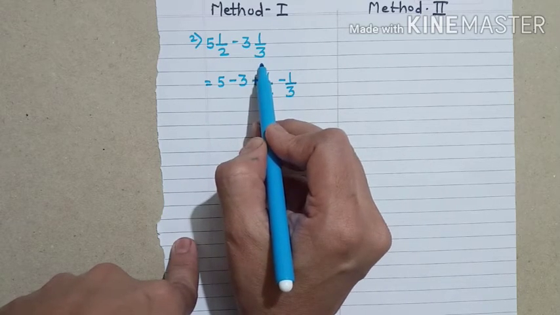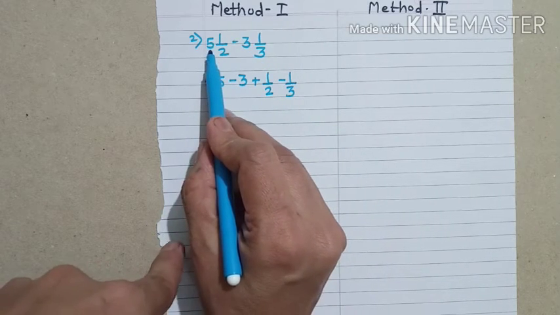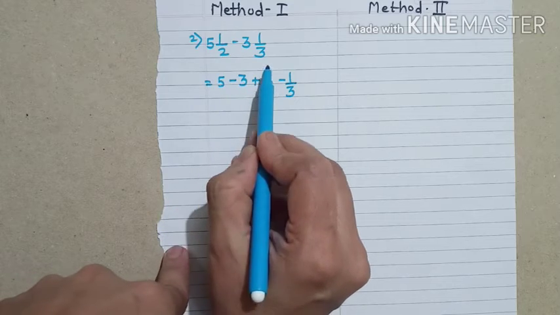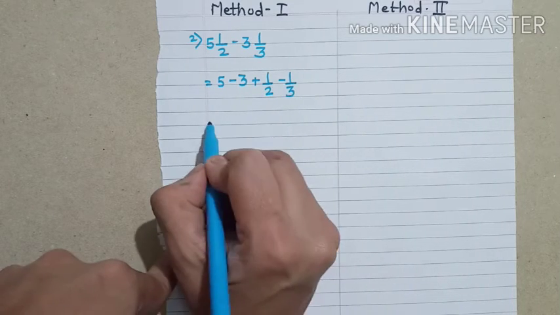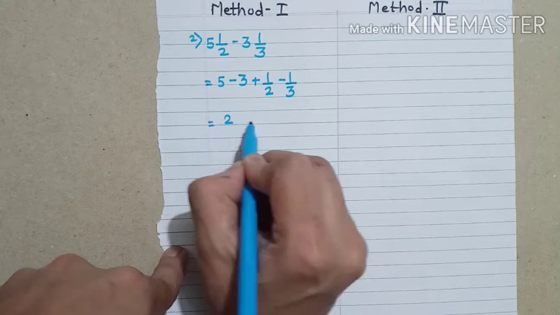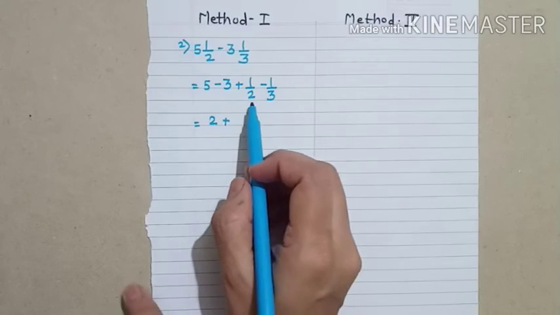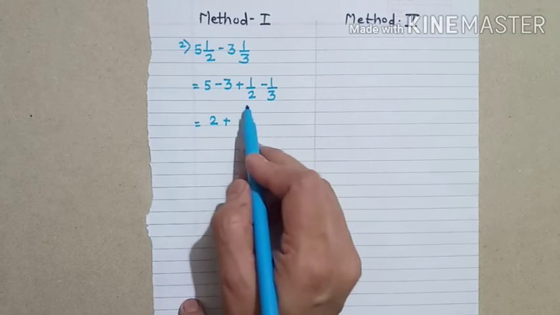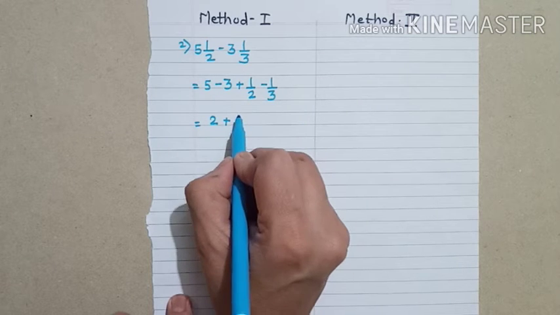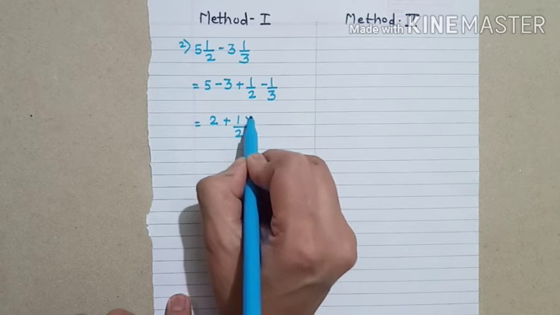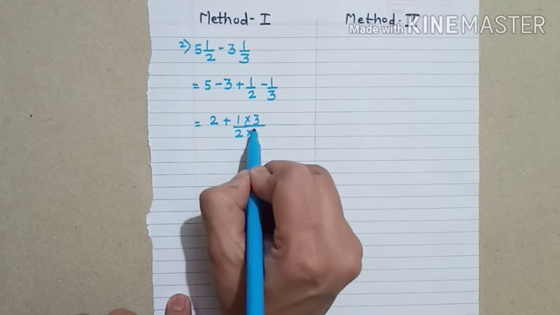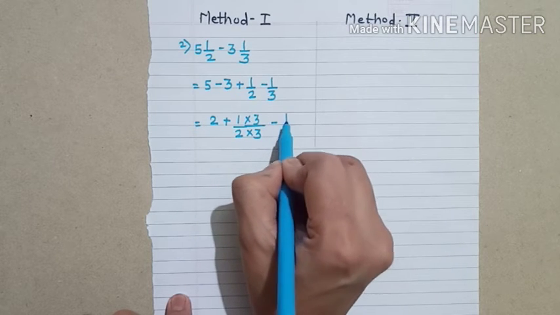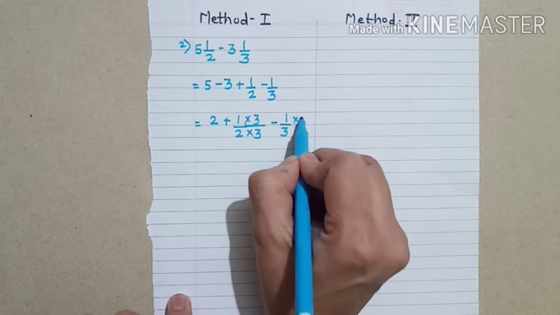So 5 minus 3 plus 1 upon 2 minus 1 upon 3. 5 minus 3, 2 plus, here these are unlike fractions. So convert them into like fractions. So 1 upon 2 is multiplied by 3 minus this 1 upon 3 is multiplied by 2.